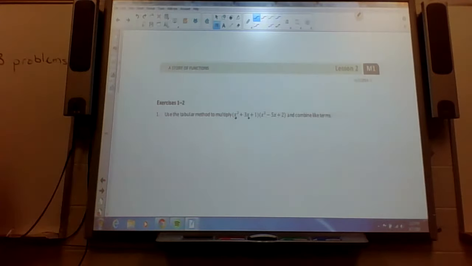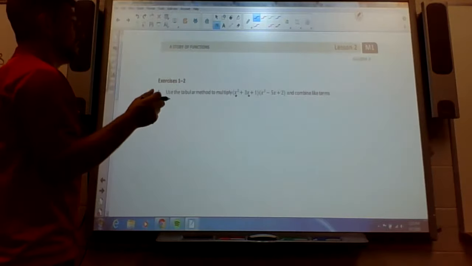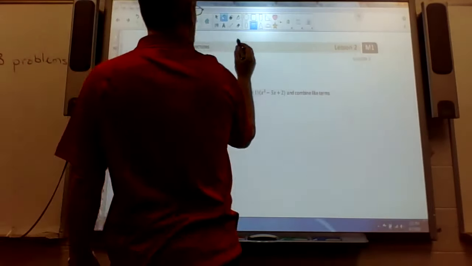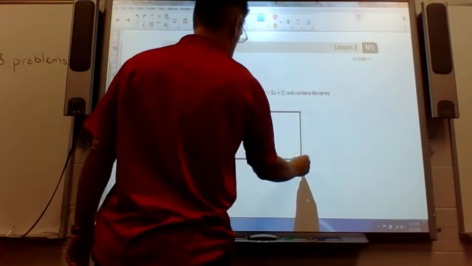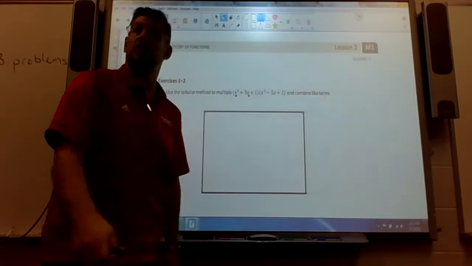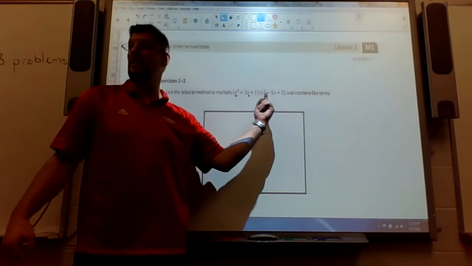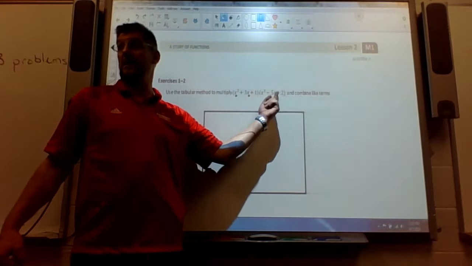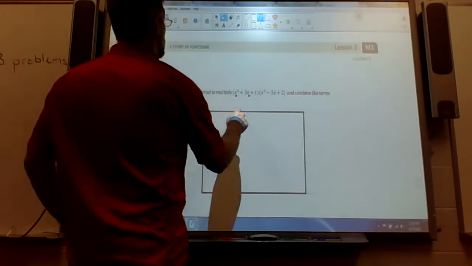So, I want to see you guys do that. Go ahead and do that using the area model. They call it the tabular method, but I'm calling it the area model because reasons. Is it a 3x3 or 2x3? How many terms? That's a trinomial, right? What's this? Trinomial, right? So 3 by 3. Yes, very good.